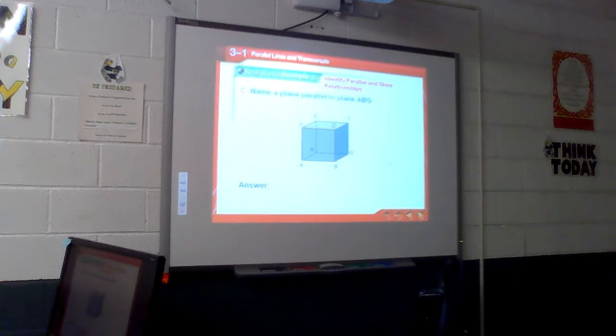So if they ask, name the plane parallel to plane ABG, a plane in a cube is basically a side or a face. So when they say ABG, how could you describe that to somebody that just walked in the door? It's the bottom one, right? It's what it's sitting on. So what plane is parallel to the bottom? The top, right? Any combination of D, E, C, and F, with 3 of those letters in common. Okay? That makes sense? All right.